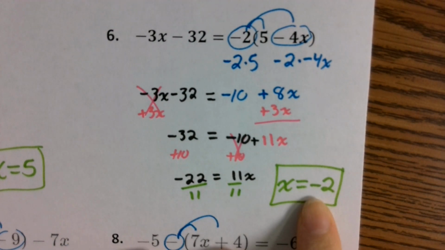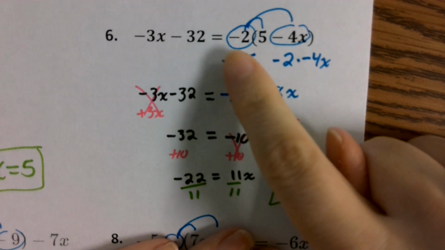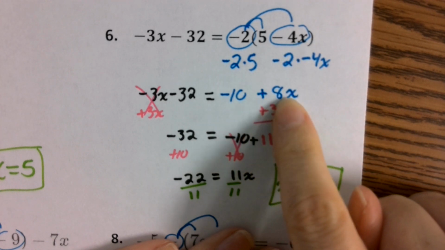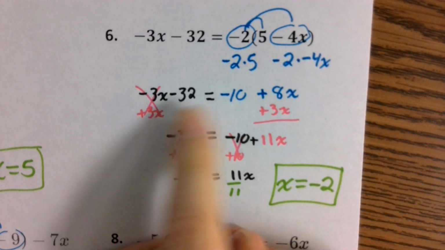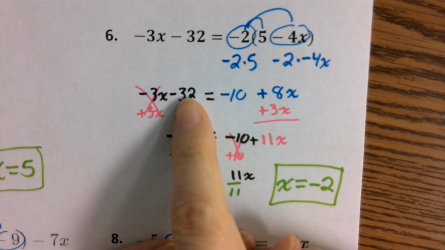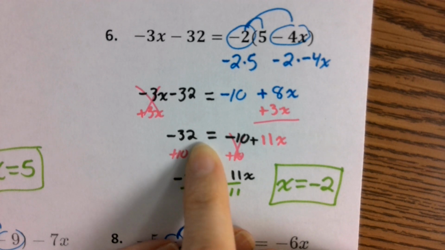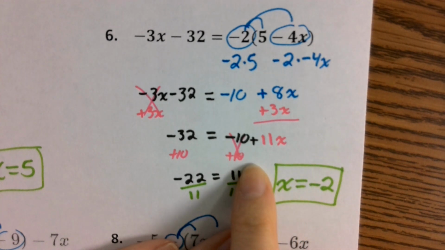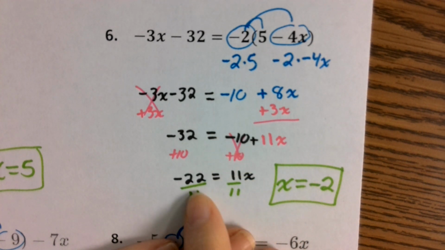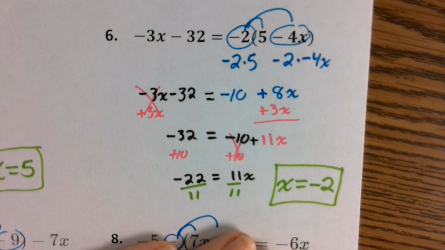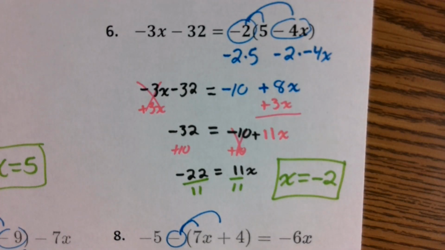Number 6, you should have gotten x is equal to negative 2. Here's why. Distribute the negative 2 to the 5 and the negative 2 to the negative 4x. That gives you negative 10 plus 8x. You then have variables on both sides, so you need to add the 3x to both sides. That minus 32 comes down as a negative 32, is equal to negative 10 plus 11x. Now it becomes 11x. You would then add 10 to both sides. That would give you negative 22 is equal to 11x. You would then divide both sides by 11. You get x is equal to negative 2. Okay. Again, you'll find this online tonight.